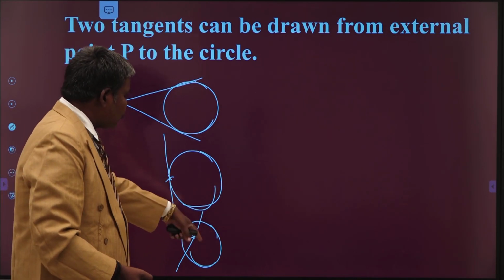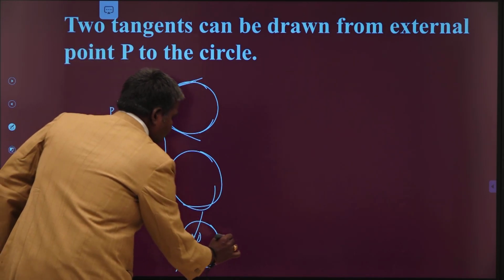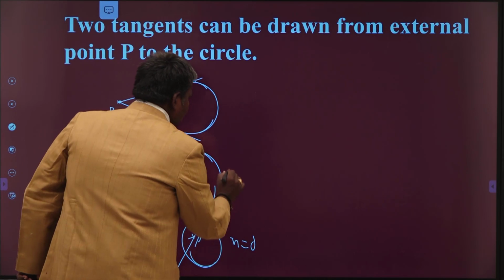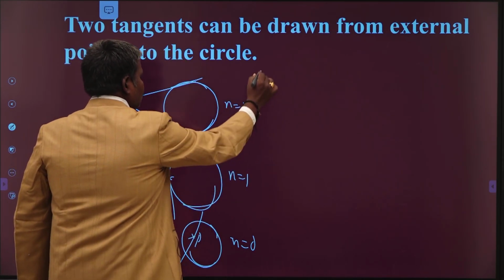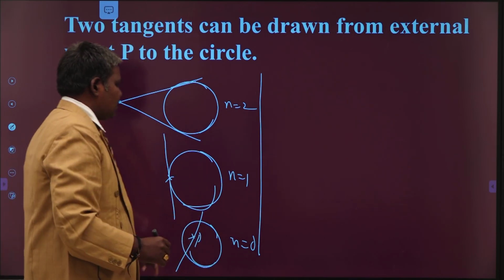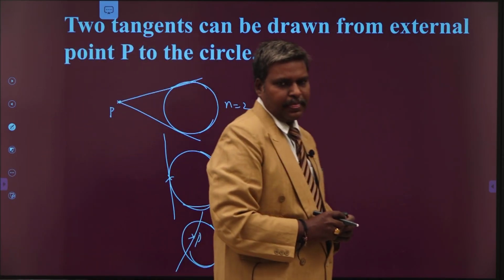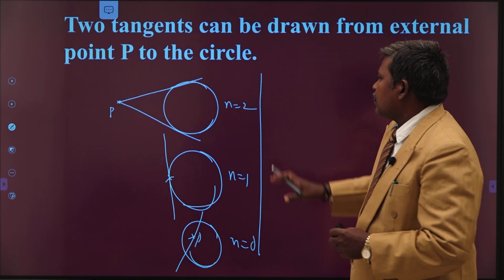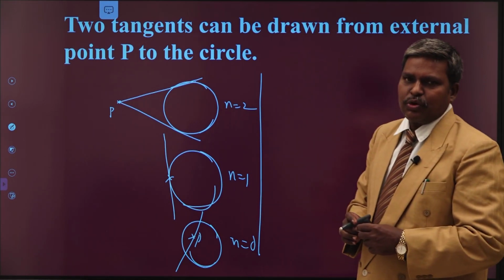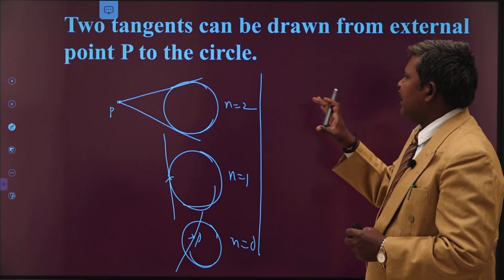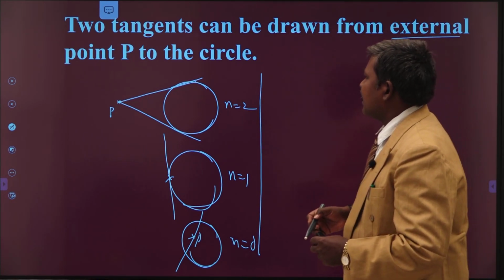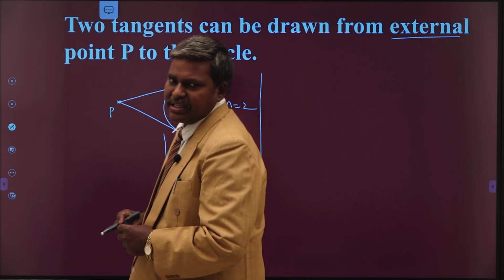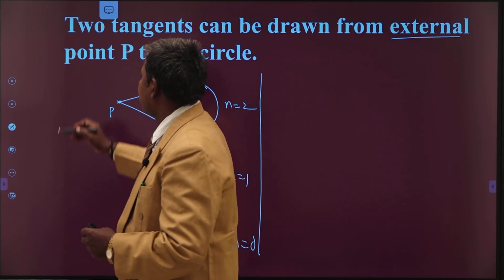So here the number of tangents is 0. Here the number of tangents through the point is 1. Here the number of tangents is 2. By diagram itself you can easily do this one. Understand? But theoretically also we have to prove this one. When the point is outside of the circle, that is an external point, then 2 tangents can be drawn from the point to the circle. That is the theorem we are going to prove now.